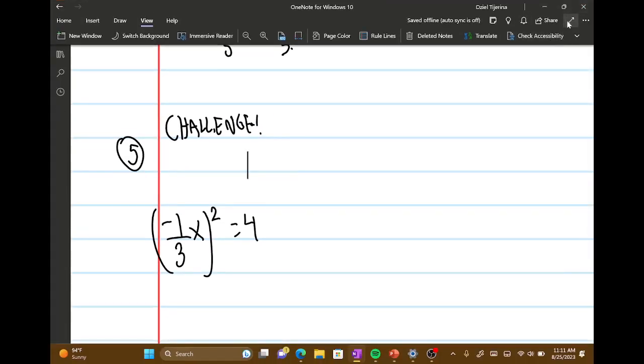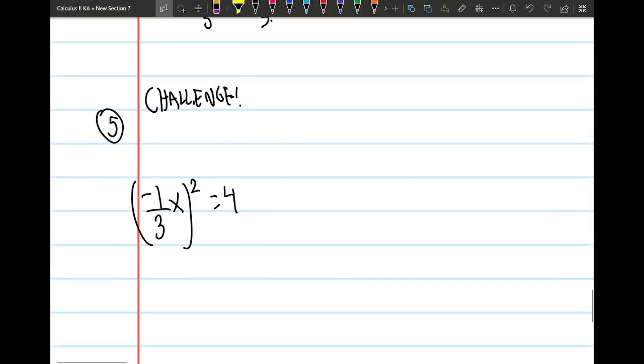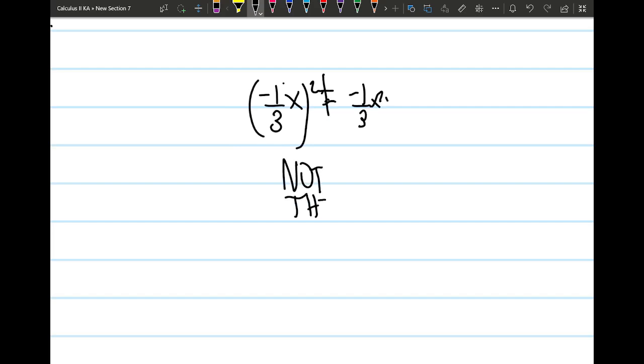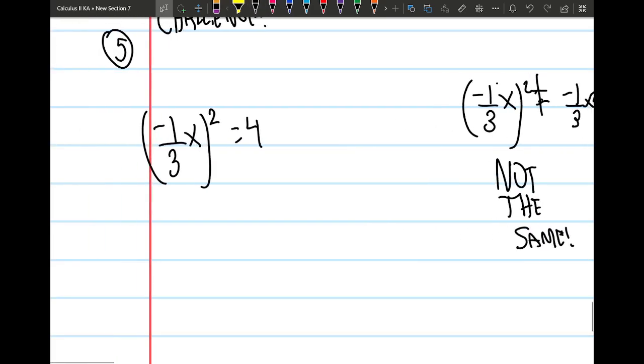All right, so this is our last example for this problem. So here we want to be careful, right? If I say, for example, let's say negative 1/3 x quantity squared, this is not the same as negative 1/3 x squared. So they're not the same. We want to be careful. So really, this is negative 1 squared over 3 squared, okay?